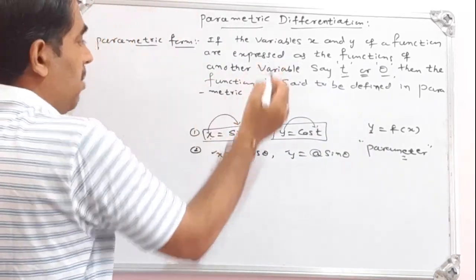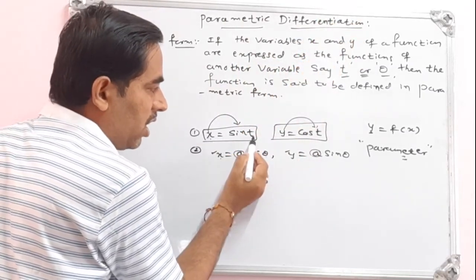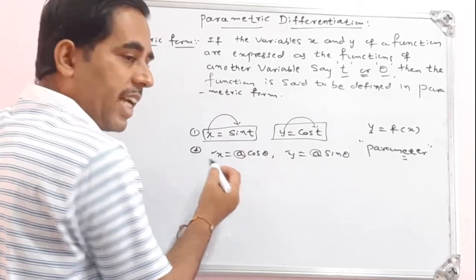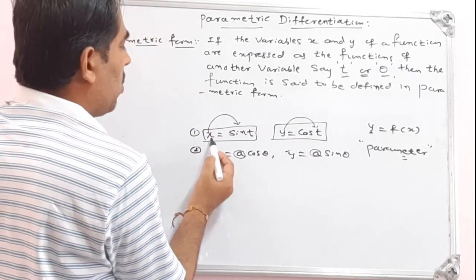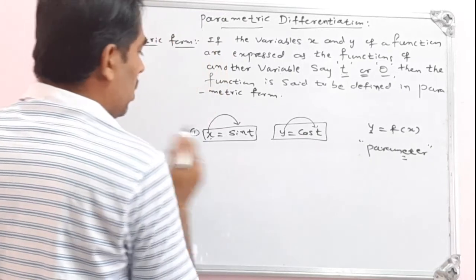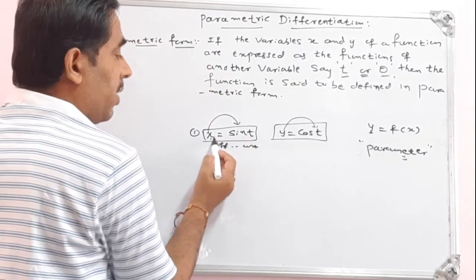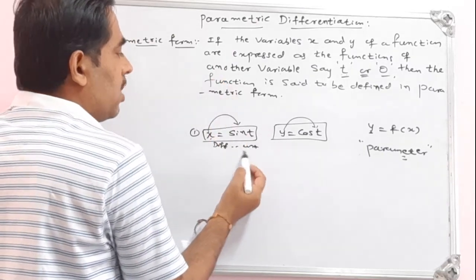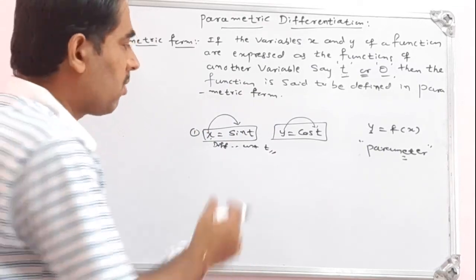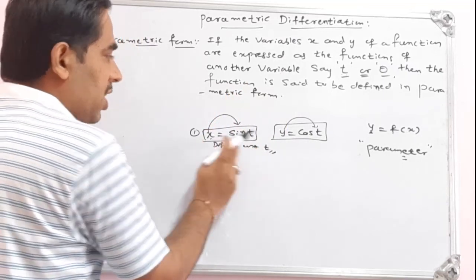This is called parametric differentiation. Here x is written in the form of another variable t. Let me take up this example. We differentiate with respect to the parameter, whatever parameter we have written. Differentiate the given function with respect to that parameter. Here the parameter is t, so I am differentiating both sides with respect to t.